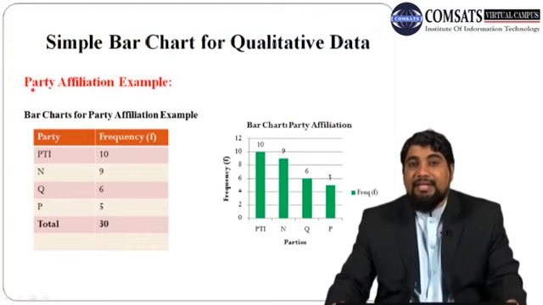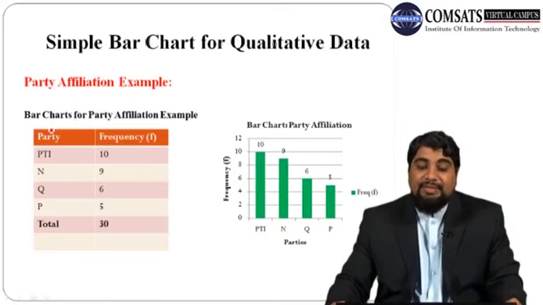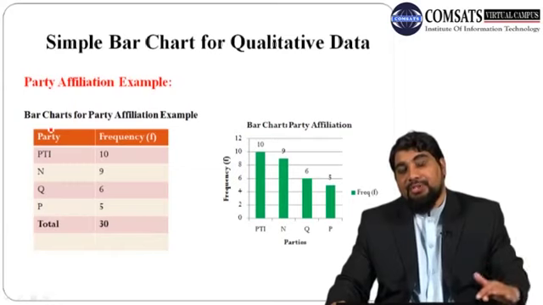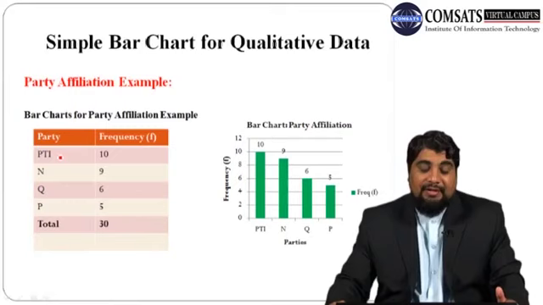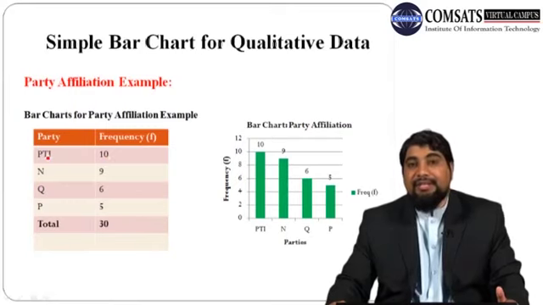Here the same party affiliation example is used. You can see that this is the frequency distribution for the party affiliation data. We have data on 30 students, and we asked them which political party they favor. Out of 30 students, 10 favored PTI, 9 favored PMLN, 6 favored PMLQ, and 5 favored Pakistan People's Party, PPP.